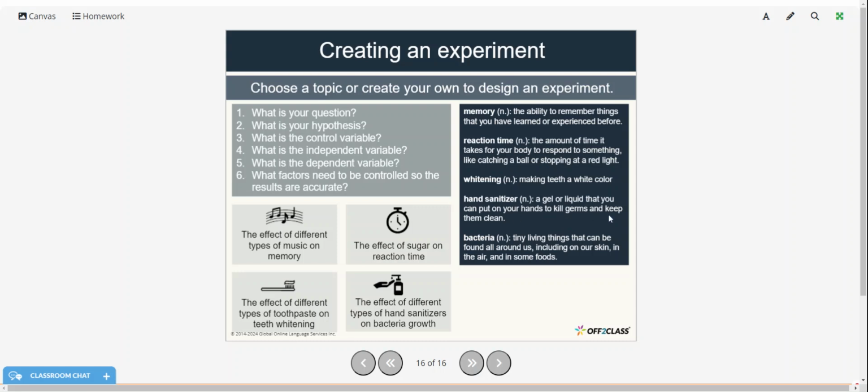bacteria, tiny living things that can be found all around us, including on our skin, in the air, and in some foods. So you can choose one of these topics or one of your own, and then answer these questions. What is your question? What is your hypothesis? What is the control variable? What is the independent variable? What is the dependent variable? And what factors need to be controlled so the results are accurate?